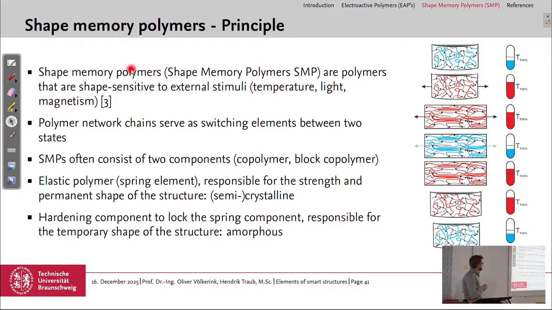Shape memory polymers are polymers that are shape sensitive to external stimuli, for example, temperature, light, or magnetism. And we have 2 polymer components, which we can use as a switching element between 2 states. They, as mentioned, often consist of 2 components, which are also called copolymer or block polymer. One component is an elastic polymer. It's kind of a spring element, and this is responsible for strength and the permanent shape of the structure.